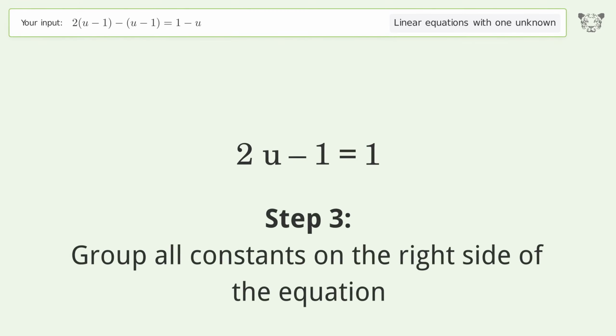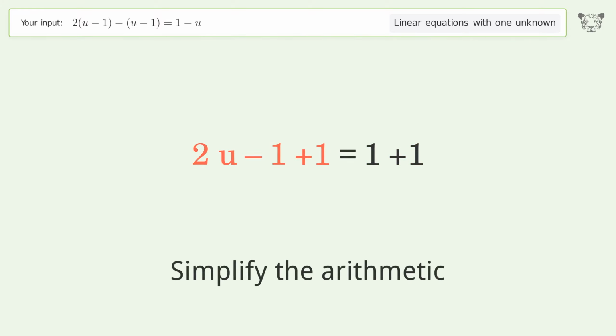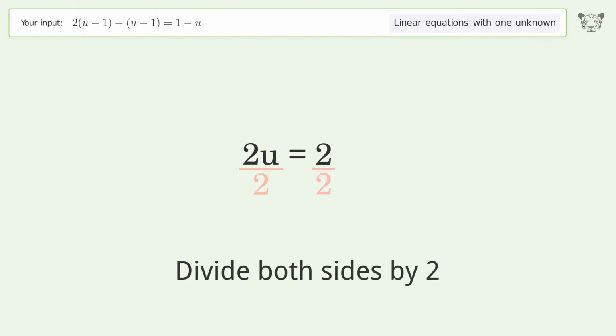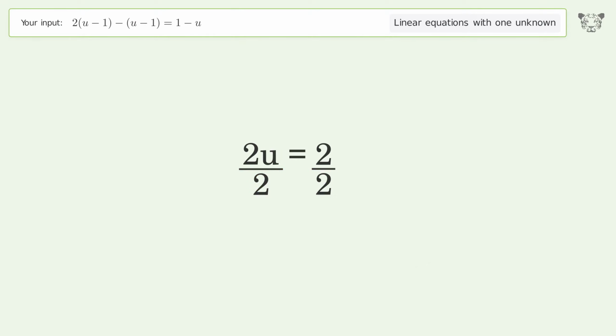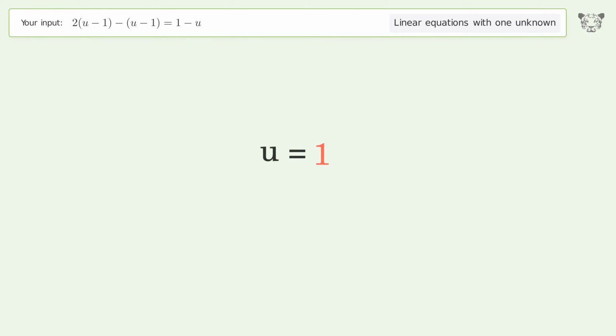Group all constants on the right side of the equation. Add 1 to both sides. Simplify the arithmetic. Isolate the u. Divide both sides by 2. Simplify the fraction. And so the final result is u equals 1.